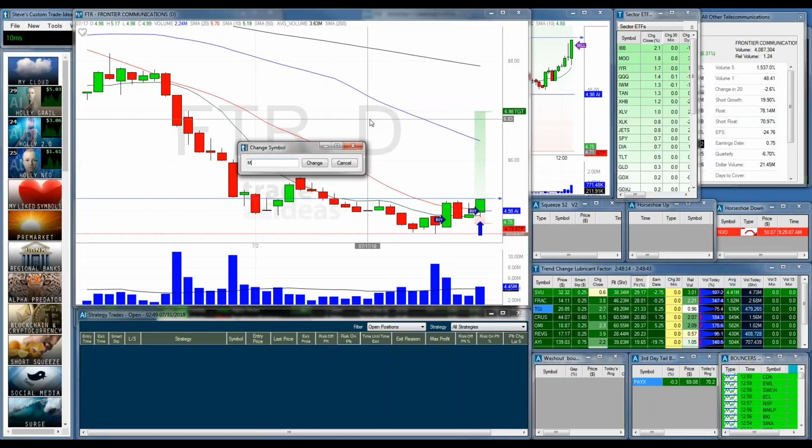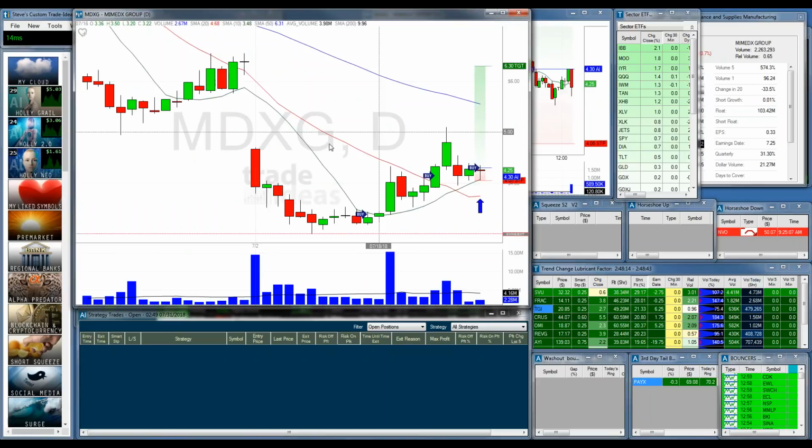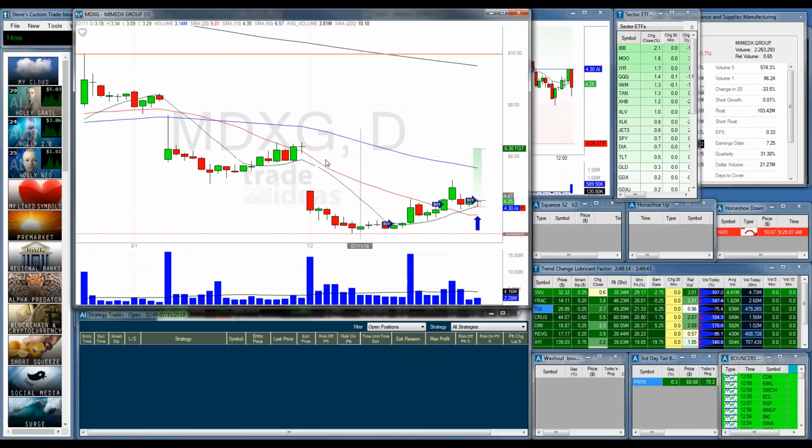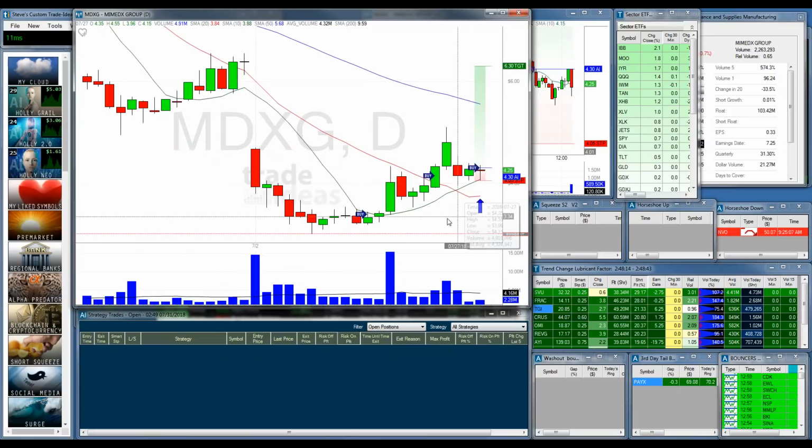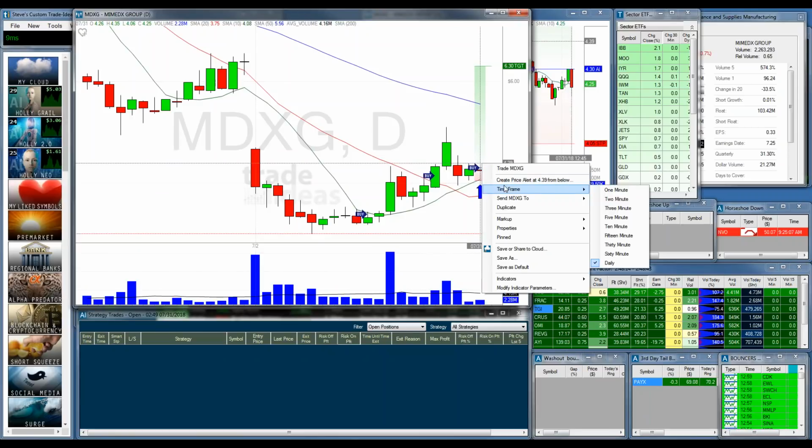Let's move on here. MDXG. Kind of similar to the last one. This one's been in a couple of downtrends, but look, same thing. A couple of buy tags back above its moving averages here. Maybe it got ahead of itself a little bit. It could be interesting to see if this thing could take out a high from 2 days ago. I'm going to call that 441.